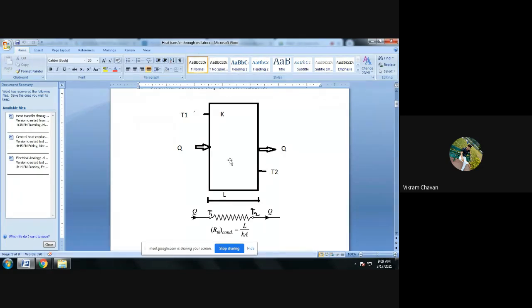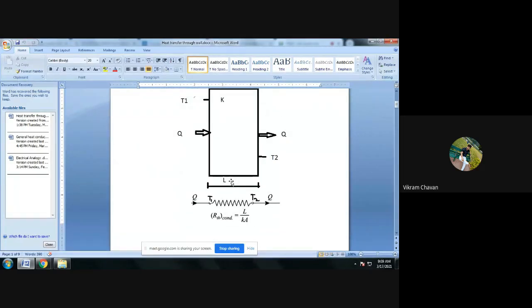Okay, and the wall material is a homogeneous material, and the thermal conductivity is uniform throughout the wall, and it is equal to K. We have drawn the circuit diagram, or electrical analogy diagram, for this particular wall. So current is analogous to heat transfer. Current is flowing in the electrical circuit, here the heat is flowing in a thermal circuit. Current is flowing due to the potential difference, here the heat is flowing due to the temperature difference.